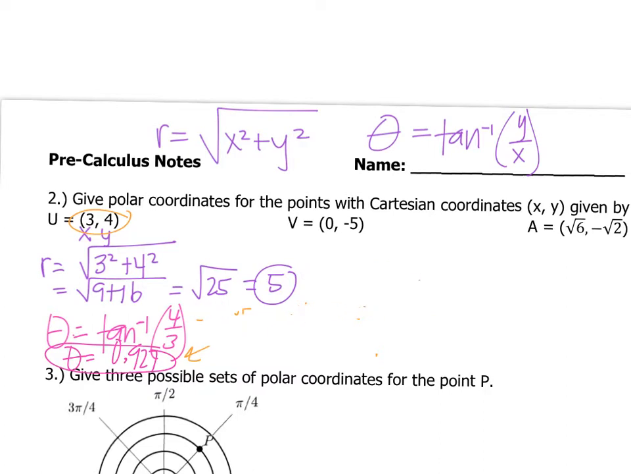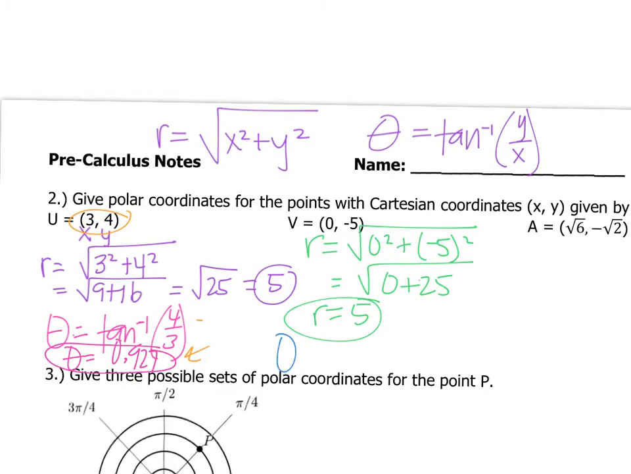All right, in the next example, again, let's start with finding the value of r. So I'm going to take 0 squared plus -5 squared, and then simplify. So again, we get that r is 5. And then here, using that inverse tangent to find theta, I would take -5 over 0.